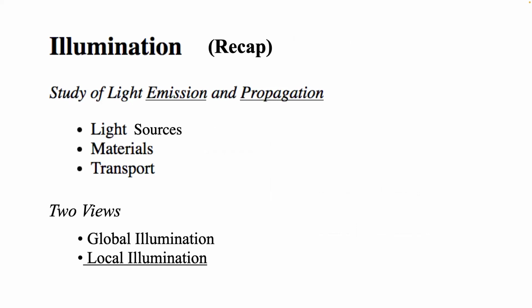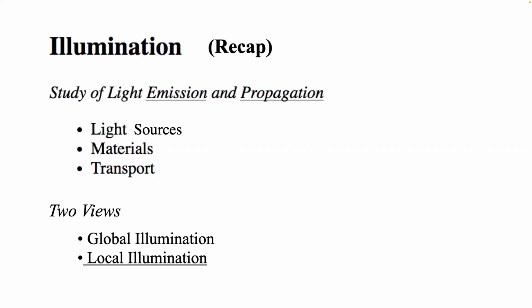So we have already discussed illumination previously in the course. And we have seen that illumination is the study of light emission and propagation, and involves light sources, materials, and the transport of radiant energy. But there are 2 views of illumination. One view is global illumination, and the other view is local illumination. So in the previous lecture, we discussed the issue of global illumination.